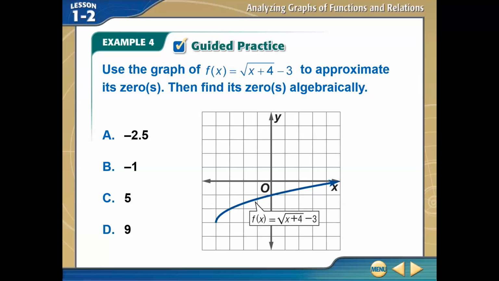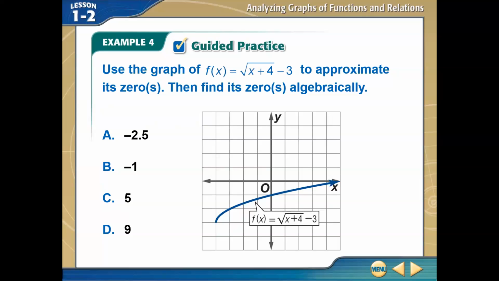Okay, this one's a little bit harder. It says use the graph of f of x, which is equal to the square root of x plus 4 minus 3, to approximate its 0, and then find its zeros algebraically.